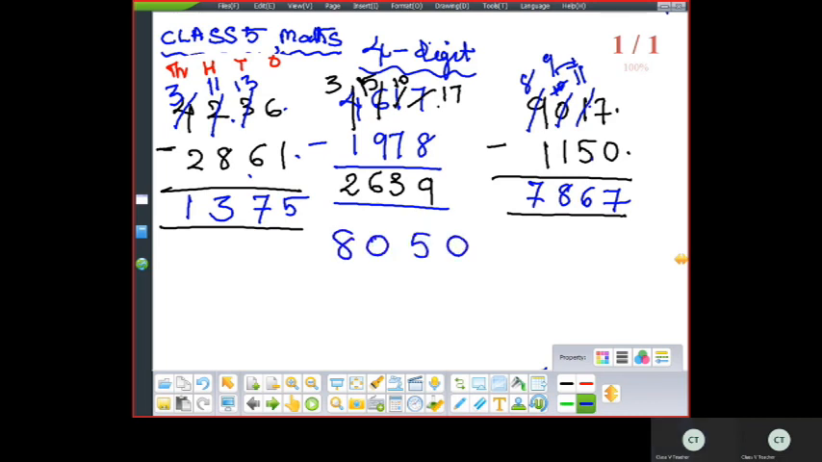8,050 minus 3,500. Numbers should be written one below the other in the same place as children. Then only you can do the subtraction correctly and properly.